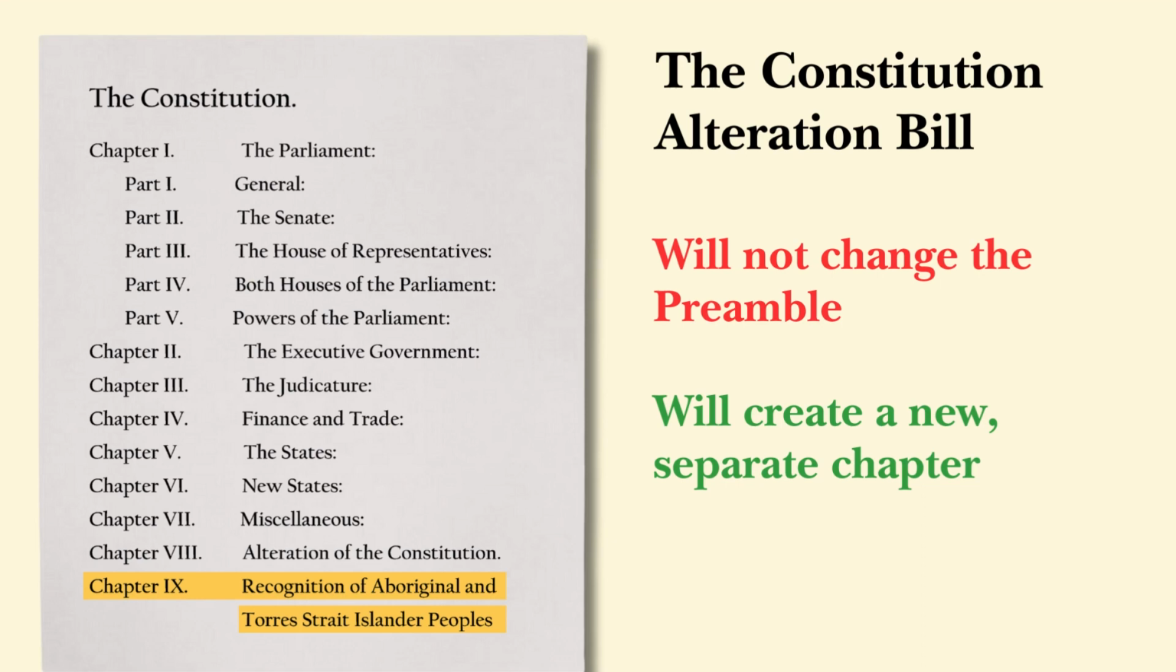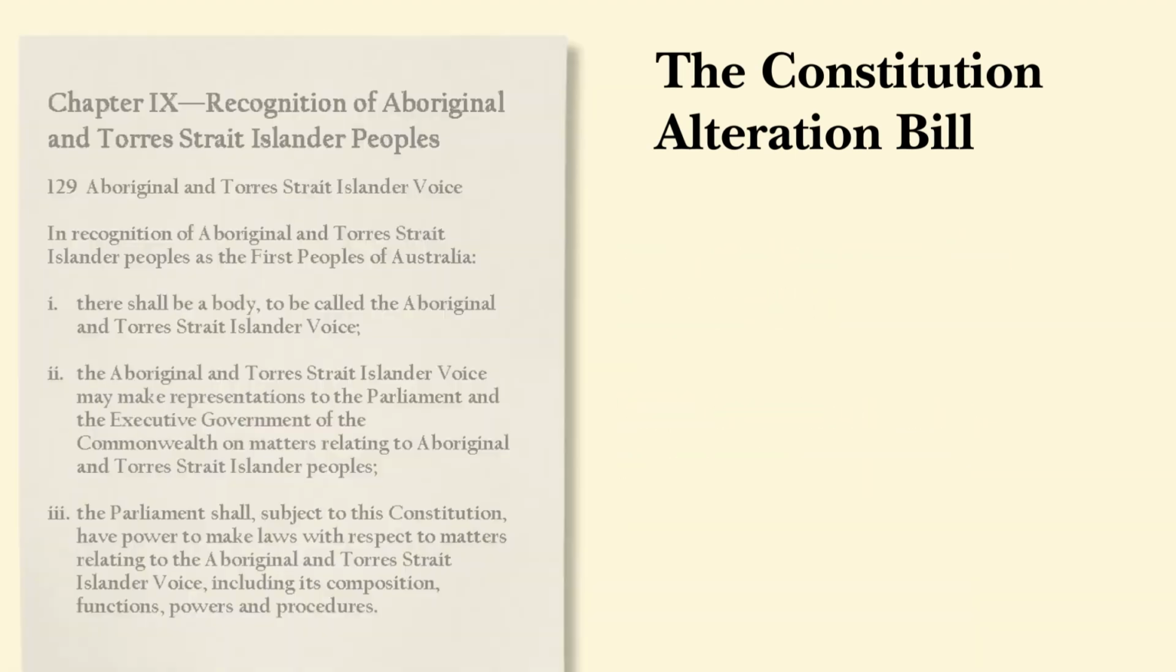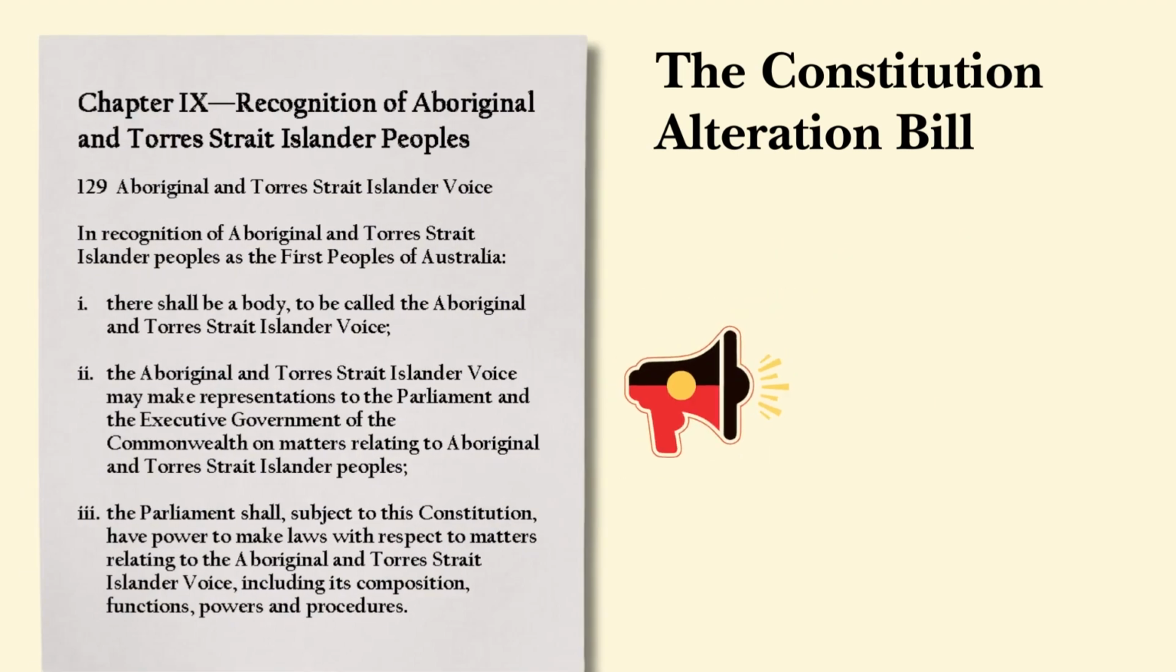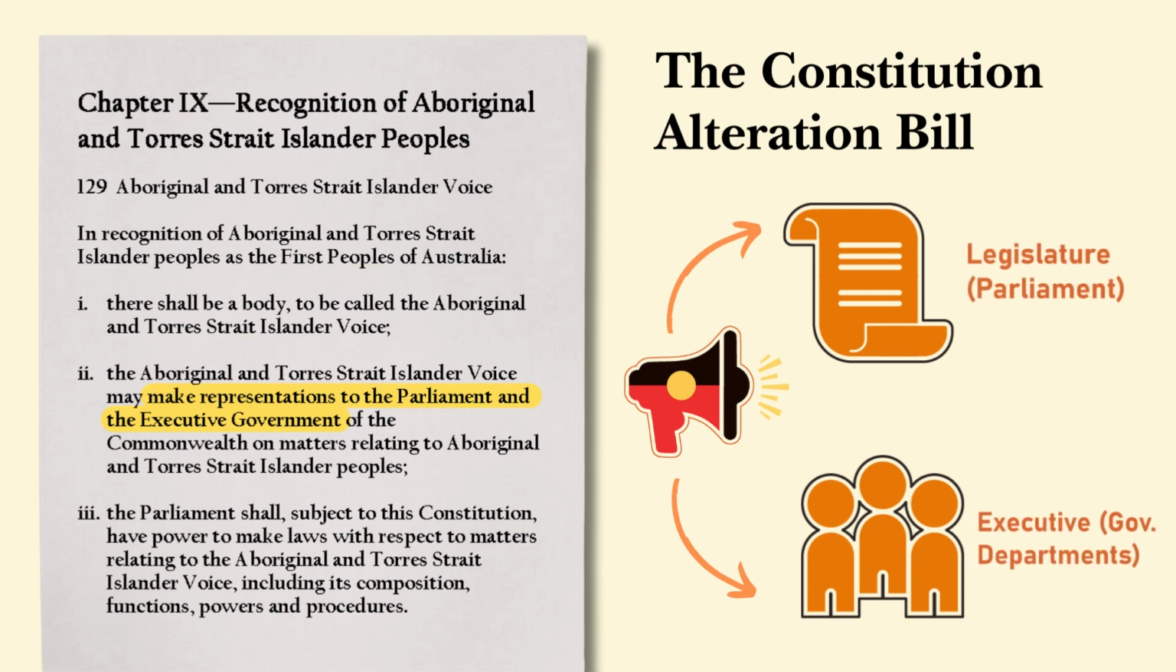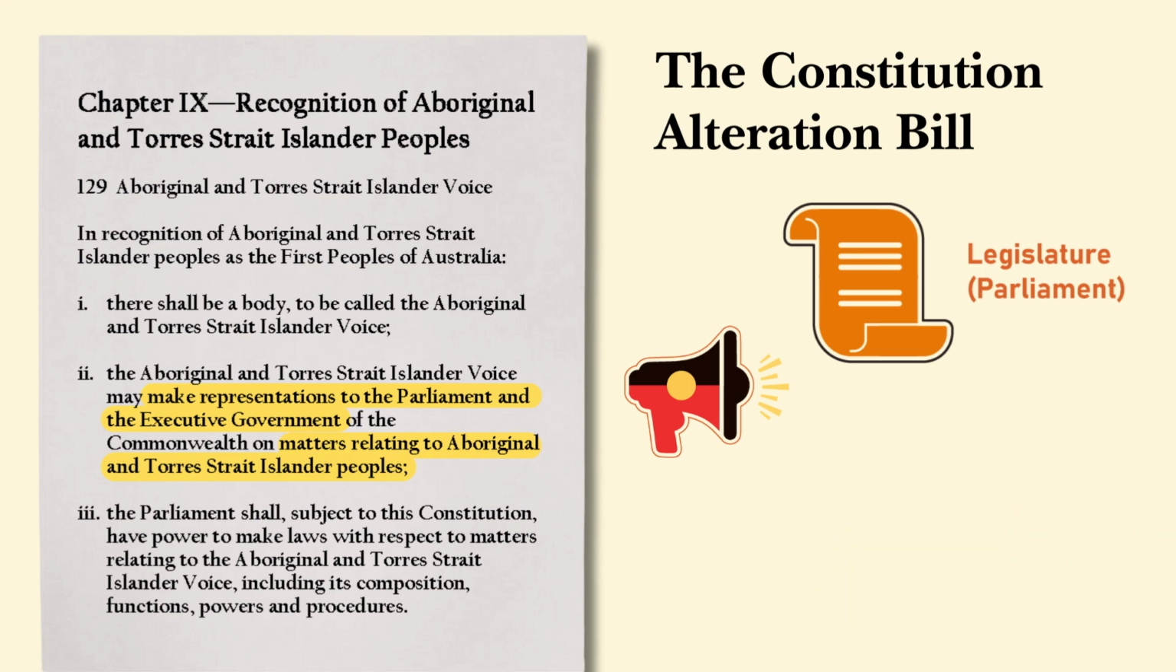Instead, the Voice will be a separate chapter in the Constitution, establishing a new body called the Voice. This new body will sit alongside other major institutions established by the Constitution, such as the Parliament, Executive, and Judiciary. The Voice will have the power to make representations to the Parliament and Executive Government of the Commonwealth on matters relating to Aboriginal and Torres Strait Islander peoples. Parliament will determine how the Voice will operate, including its composition, functions, powers and procedures.